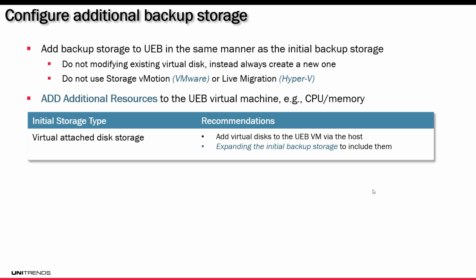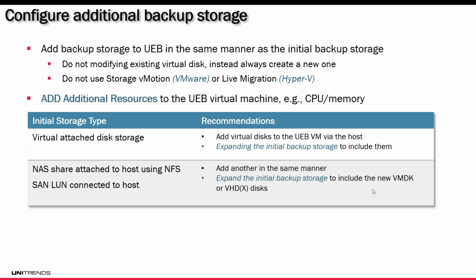That way, Unitrends can see the disk on the Unitrends side. If you're going to connect to a NAS share, then it's attached to a host using NFS or a SAN LUN connected to the host directly. You want to once again add it in the same manner. You want to once again expand the initial backup storage to include the new VMDK or the VHDX disk.